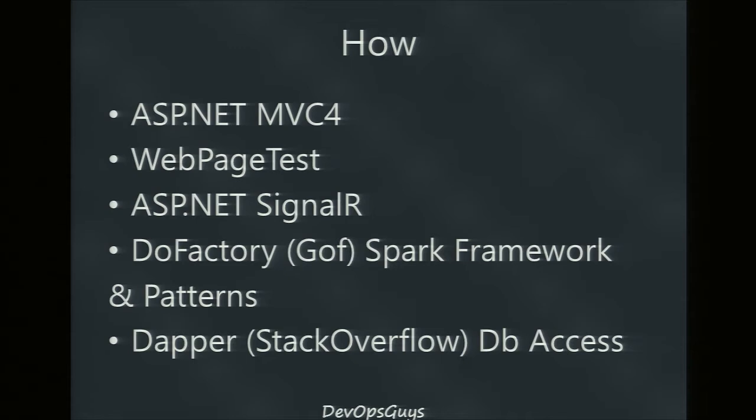But it was built with a couple of cool things. ASP.NET SignalR is Microsoft's attempt at real-time stuff in the browser. It uses WebSockets and falls back to other connections where it can't get a socket. It uses the Spark framework from the Gang of Four, who brought us some other great design patterns. And it uses a database access framework called Dapper, which is what Stack Overflow put together, which is awesome.